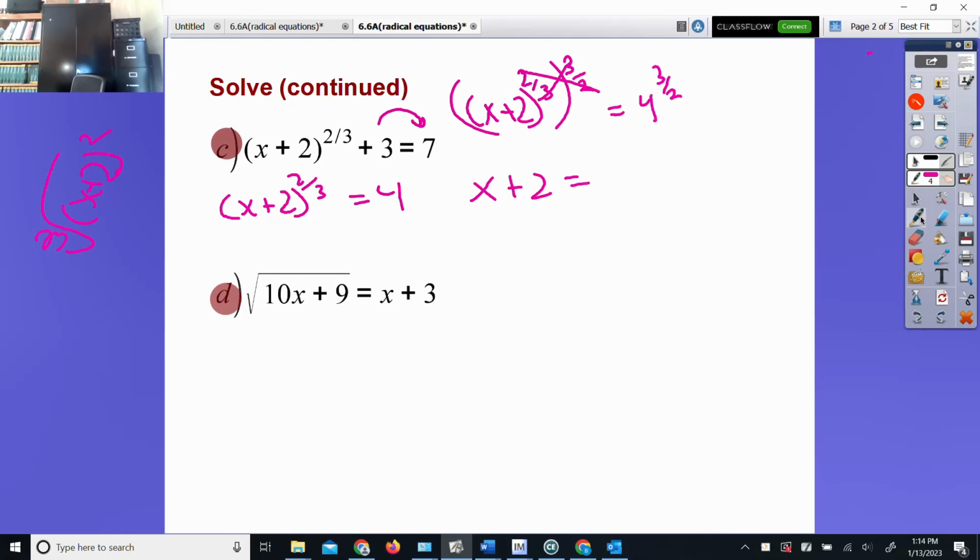Calculator's an 8, right? Well, let me put it like this. That's the square root of 4, all cubed. You're solving for x. When you're solving for x, what symbol shows up when you do square roots? Plus or minus, kids.